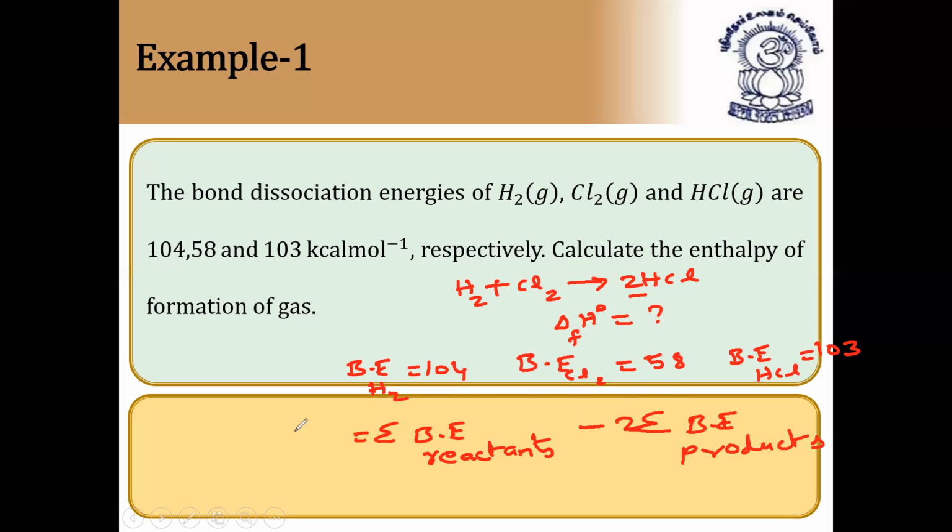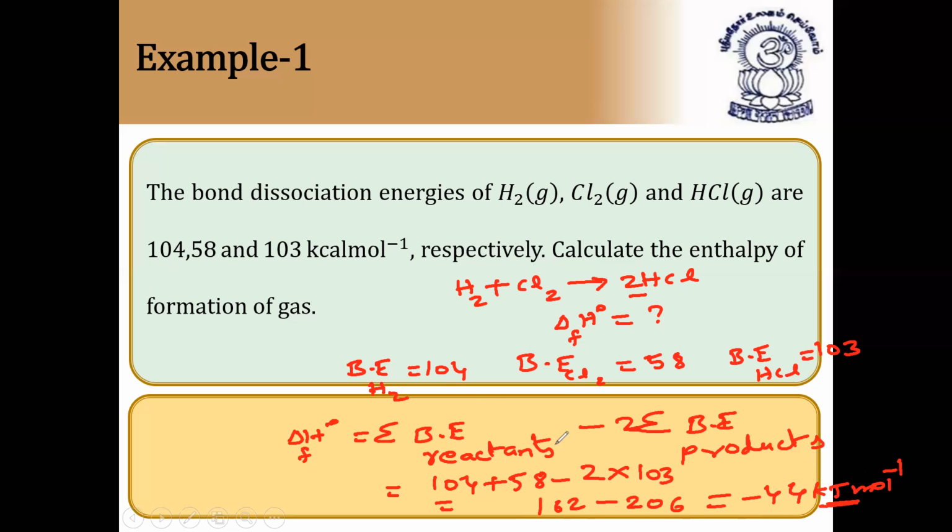So straight away, delta H of the reaction, which is delta H of formation, is equal to sigma bond enthalpy of reactants, that is 104 plus 58, minus 2 into 103. 2 into 103 is 206, and 104 plus 58 is 162. So 162 minus 206, it is minus 44 kilojoules per mole. Is it minus or plus? It is minus. So enthalpy of formation is minus 44.